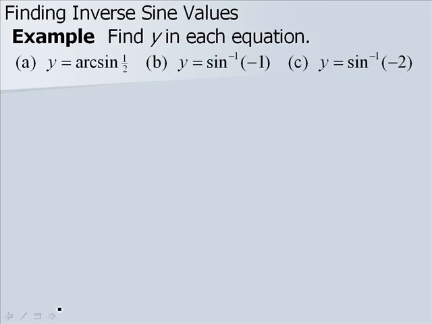Now let's find inverse sine values. We want to find y in each equation. First, we want to find y equal the arc sine of 1/2. Remember, when we have y equals our sine inverse or arc sine of x, that means that x is equal to the sine of y. So here we have that x is equal to 1/2. So then we have that 1/2 is equal to the sine of y. So we're trying to find the value of y that when we take the sine of it will give us 1/2.